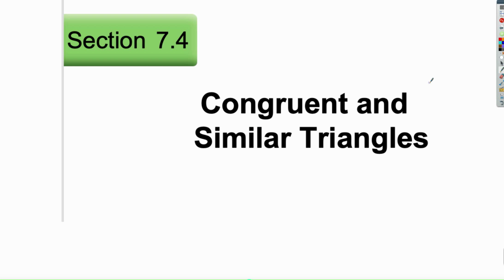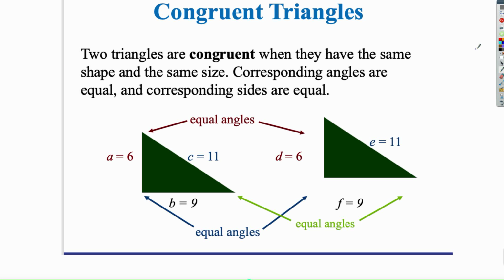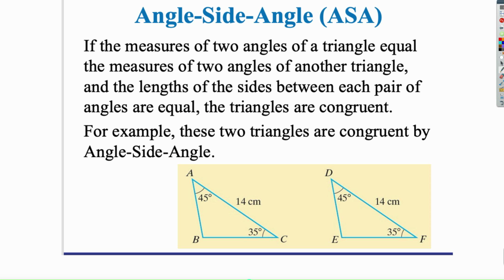For the next section, 7.4, more geometry, we're looking at congruent and similar triangles. Congruent means exactly the same. If 2 triangles are congruent, that means they are exactly the same shape and size. That means they have the same 3 side measures and same 3 angle measures. Notice these 2 triangles are exactly the same. They're 6 by 11 by 9, 6 by 11 by 9. The word congruent means exactly the same. In a little bit, we're going to talk about the word similar, which means proportional.